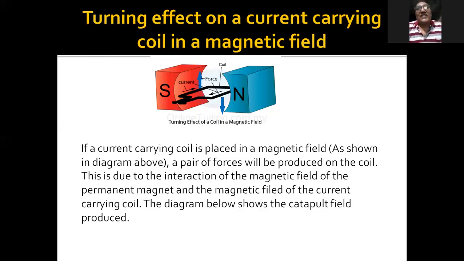How? Let's go into detail. You see, this right side of the coil is a current carrying conductor, and this current carrying conductor is perpendicular to the magnetic field lines. So by applying Fleming's left hand rule, I can tell you the direction of the force experienced by this side.